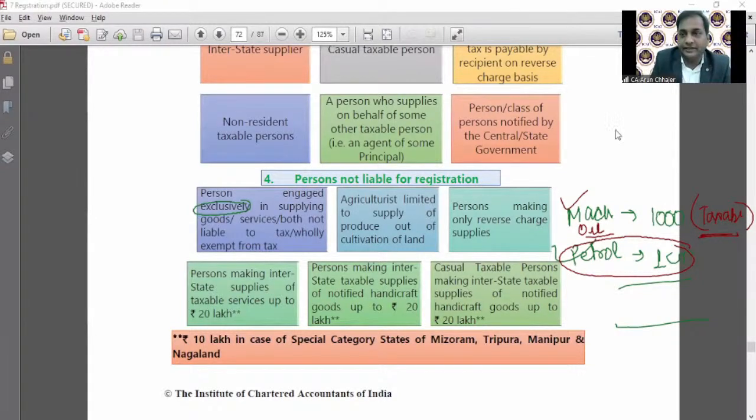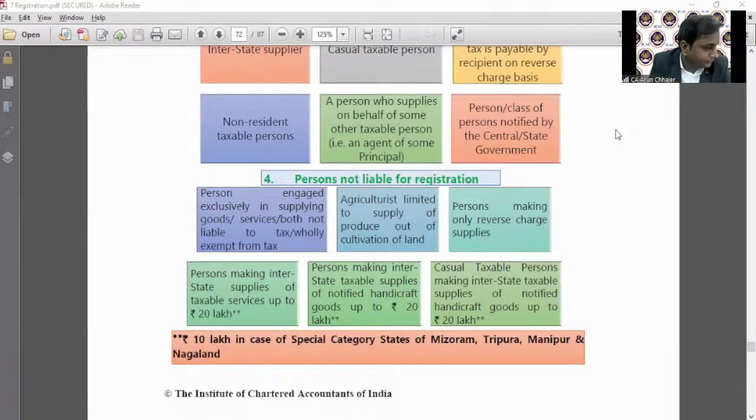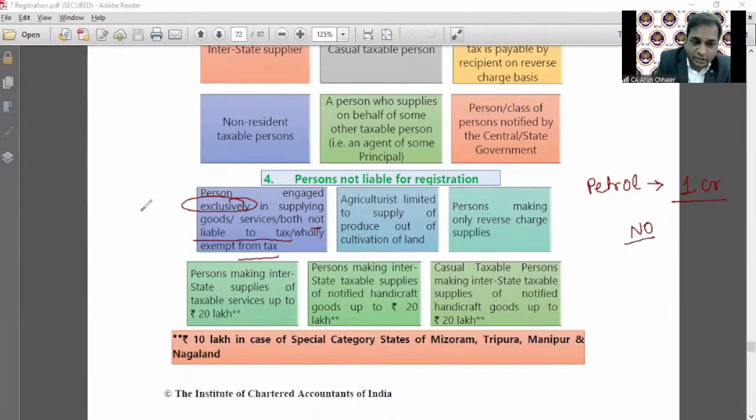Fine. Let me repeat. Sandeep, if I am only engaged in non-taxable supplies or wholly exempt supply, do I need to take registration? The answer would be no, because of section 23.